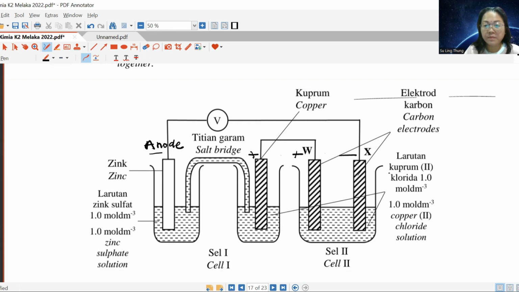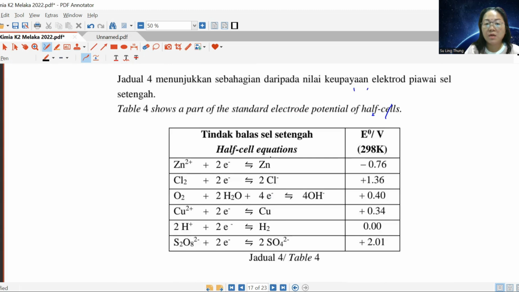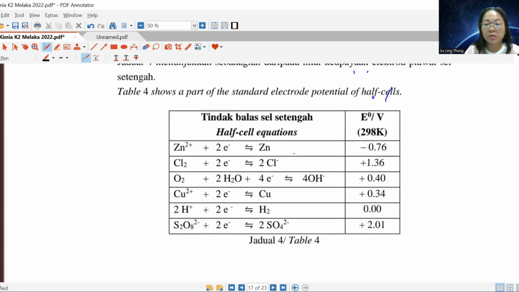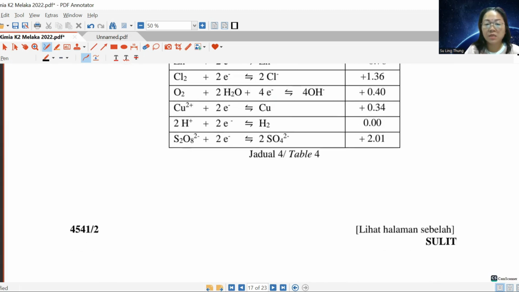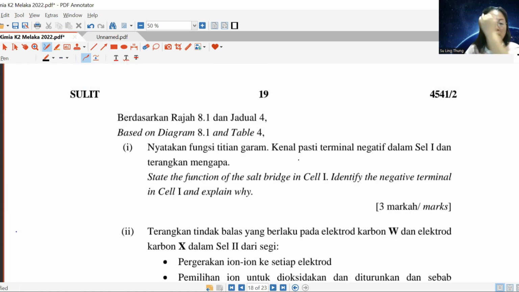All right, now then next we have both W and X, which are the carbon electrodes. Okay, now later on then we will look into cell 2. All right, but let us look at what the question is given first. Okay, you are given a part of the standard electrode potential half cells. Now 1, based on diagram 8.1 and table 4, state the function of salt bridge in cell 1 and identify the negative terminal in cell 1 and explain why.